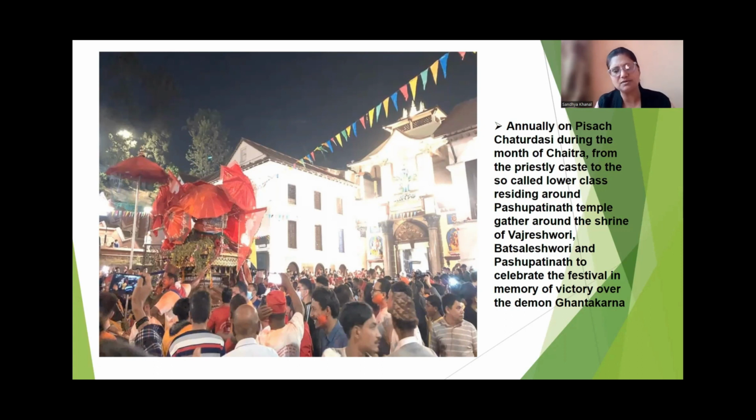And from the priestly caste, from Bhatta Brahmins to the priestly caste of Kathmandu Valley, Rajopadhyayas, and to the so-called lower caste people, they gather around the Pashupatinath area. They gather around the shrines of Vajreshwari, Vatsaleshwari, and Pashupatinath to celebrate the festival in memory of victory over the demon Ghantakarna. Because of them, Ghantakarna went to Uttarapantha, and again he came back and he was worshipped. So in the name of the victory over Ghantakarna, this festival is still celebrated in Kathmandu Valley.